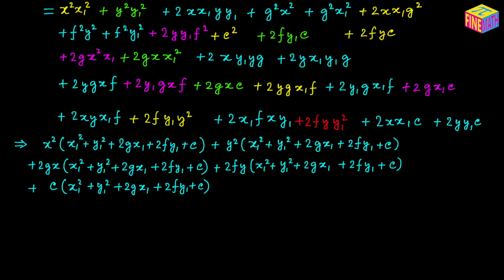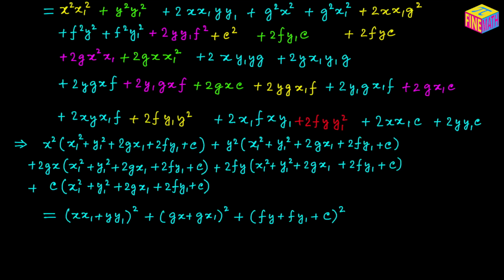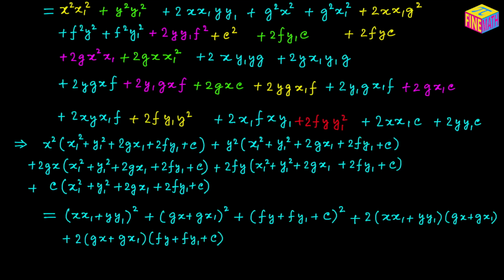The first 3 terms on the right hand side can be denoted like this as a whole squared, and then the next 3 terms can be denoted as a whole squared as well, and then the next 6 terms can be denoted as a whole squared, and then the next 4 terms can be denoted like this, and then the next 6 terms can be denoted like this, and finally the remaining 6 terms can be denoted like this.